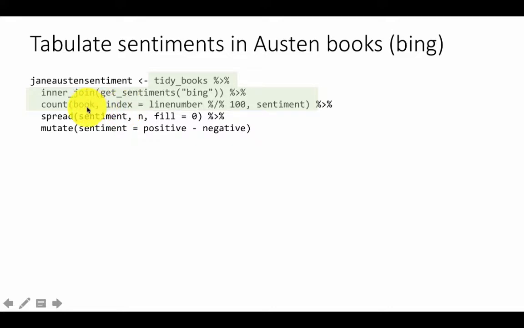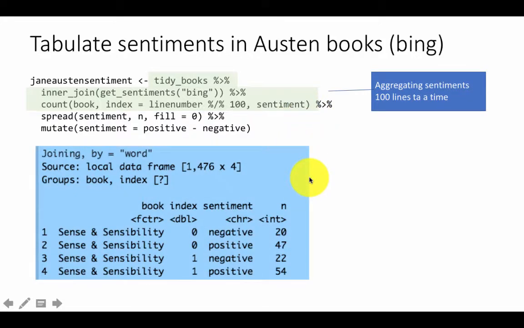Now we are doing a count of the book, index, sentiment combination. For example, book is Sense and Sensibility, index is 0, which is the first 100 lines, and sentiment is positive. So we'll get a count of how many times a positive word occurs in the first 100 lines of the book. Then you'll have how many times a negative sentiment occurs in the first 100 lines of the book, and so on. For every book and every chunk of 100 lines, we'll get all the positive sentiments and all the negative sentiments.